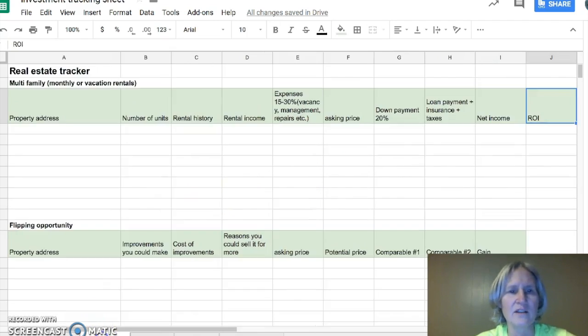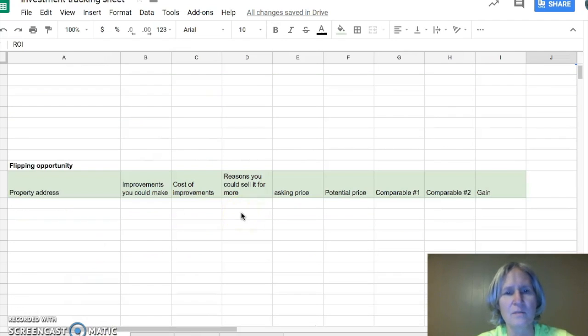With real estate, the way to make some quick money is to do flipping. And so they'll look for properties where they could make improvements. They have to figure out the cost of the improvements and be able to justify the reasons they could sell it for more. They do so by finding 2 comparable properties in the neighborhood that are offered or selling for more than theirs, and then they would put the price that they would ask or offer, and then the potential price that they think they can sell it for.